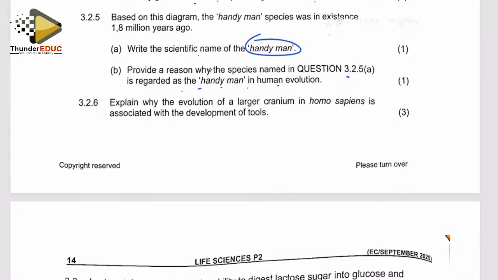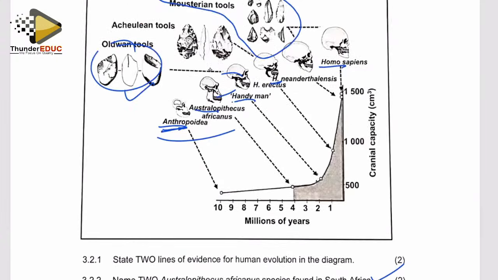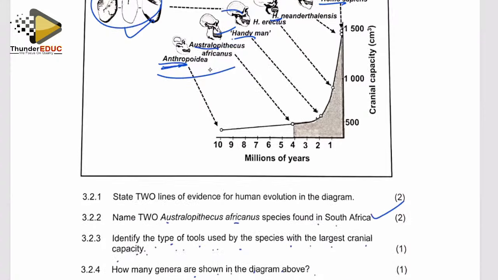Explain why the evolution of a large cranium in humans is associated with the development of tools. Why is it that the more the brain develops, the more it is linked to the advancement of tools? These tools require thought, so it requires a brain which is thinking, a brain which is much more developed to think and develop these tools.